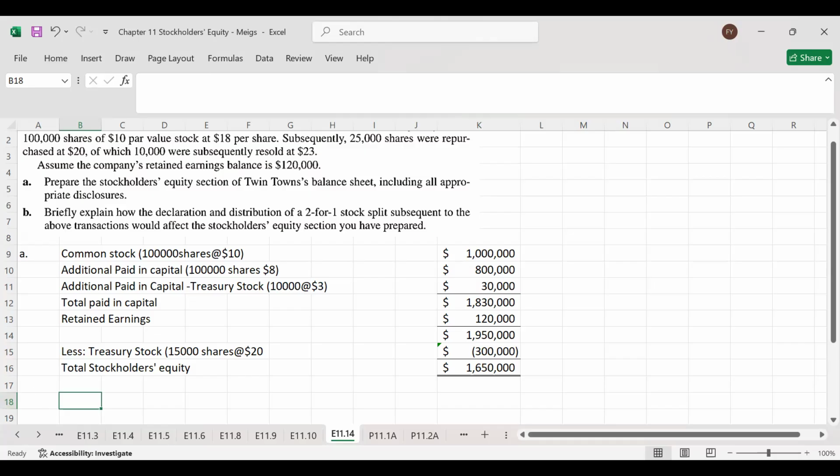So that's it from this exercise and from the lecture. Now, in the next lecture, we are going to start comprehensive problems 11.1 onwards. So that's it from this lecture. Take care, class.